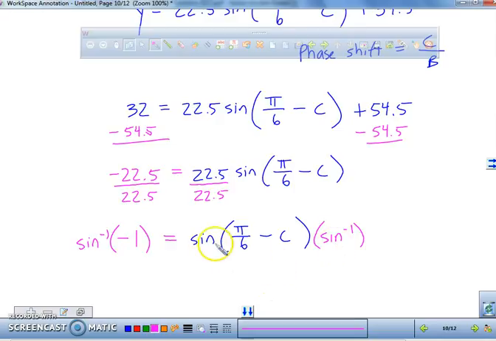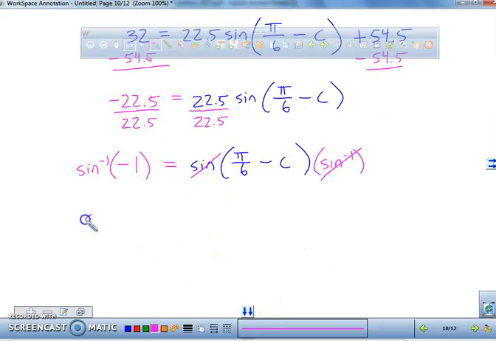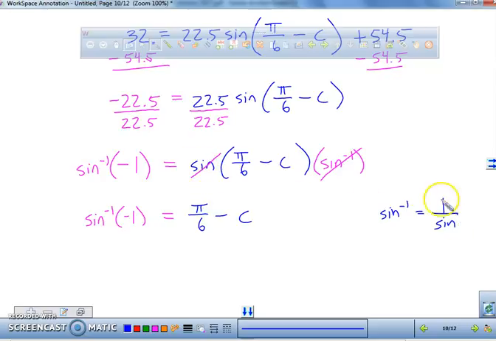Now what does the inverse of sine do? It cancels out sine. So here's what you're left with. You're left with the inverse of sine of negative 1 equals pi over 6 minus c. So just remember, when I say inverse of sine, everybody, the inverse of sine means 1 over sine, and 1 over sine cancels out that. So understand that's the process. Now, in the graphing calculator, we have to be in radians mode, and there's going to be an approximate value for this. Okay? So watch what happens.